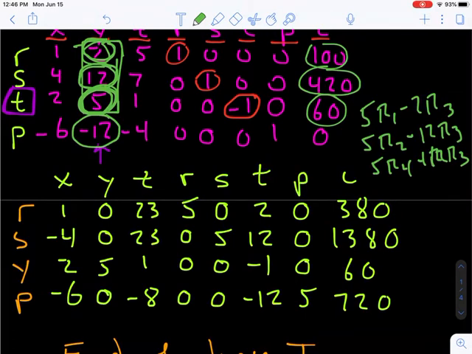That's a little bit messy. Let me rewrite that. 5 row 4 plus 12 row 3. Notice I'm always doing the pivot row last. The row 3 is the pivot row. All right, so that gives us our new table.